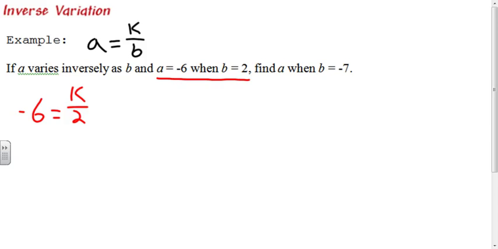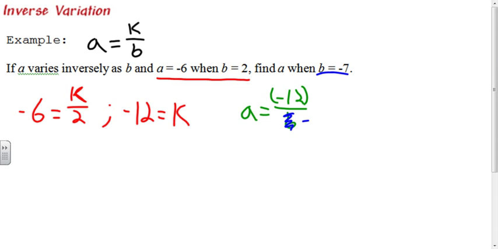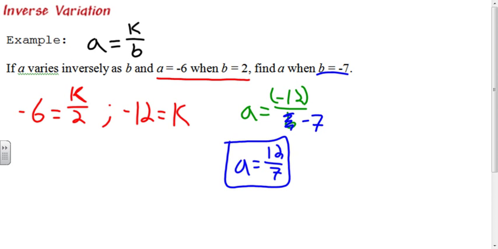Well, first we have to solve for k. If negative 6 equals k divided by 2, that means negative 12 equals k. So a equals negative 12 divided by b. b is negative 7. Negative 12 over negative 7 means, in this case, a is positive 12/7, because negative over negative, the negatives cancel out.